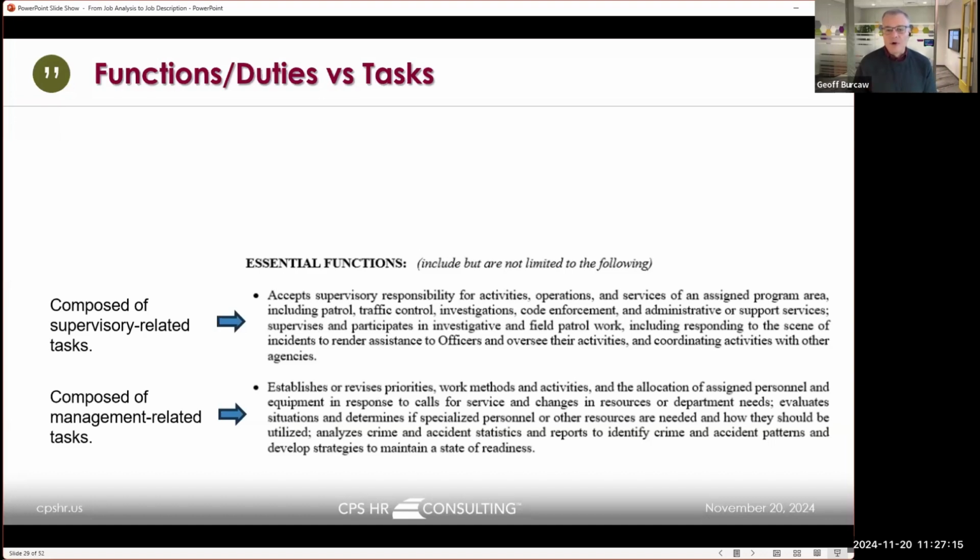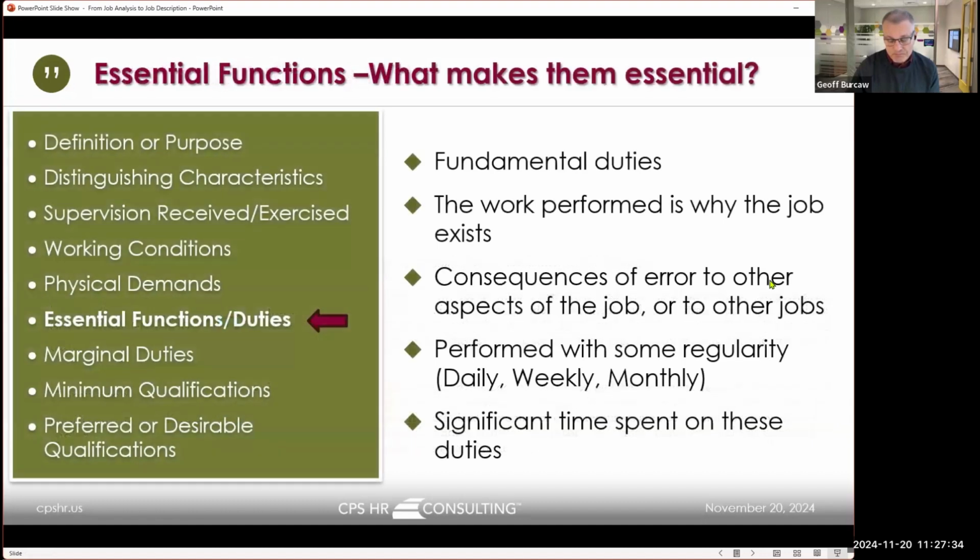There might be a couple other ones. There could be like community liaison or training and development or something like that. But my point here is that what you need to do is you need to develop your functions by taking those important task statements and rolling them up based on similarity.